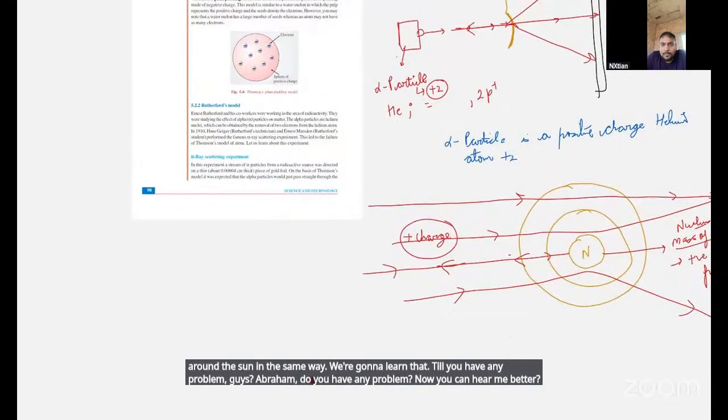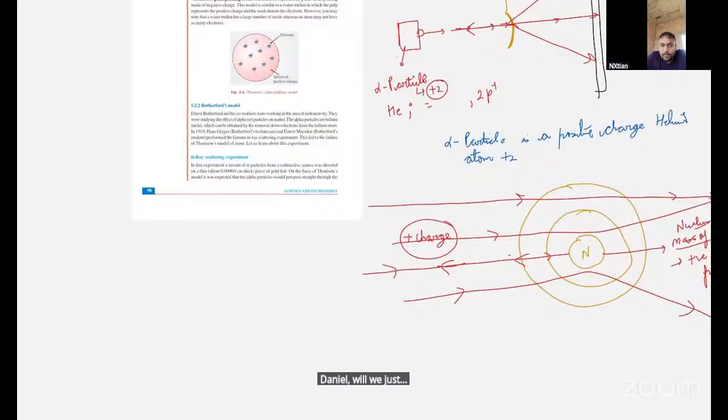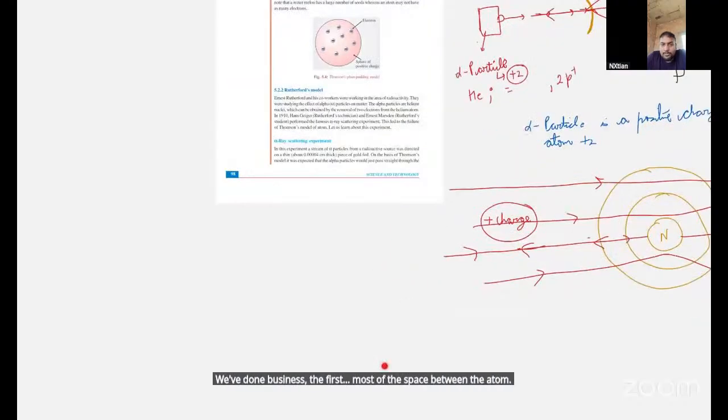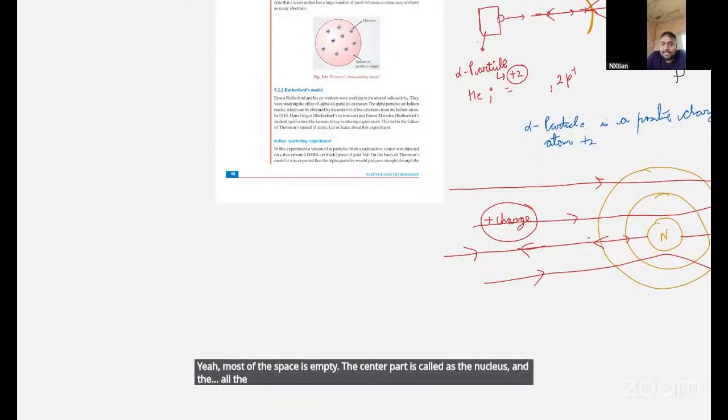Can you repeat the three conclusions? The first was that most of the space in the atom is empty. The second is that the center part is called the nucleus, and all the mass of the atom is concentrated in the nucleus. And the third point is that the nucleus has a positively charged subatomic particle named proton.